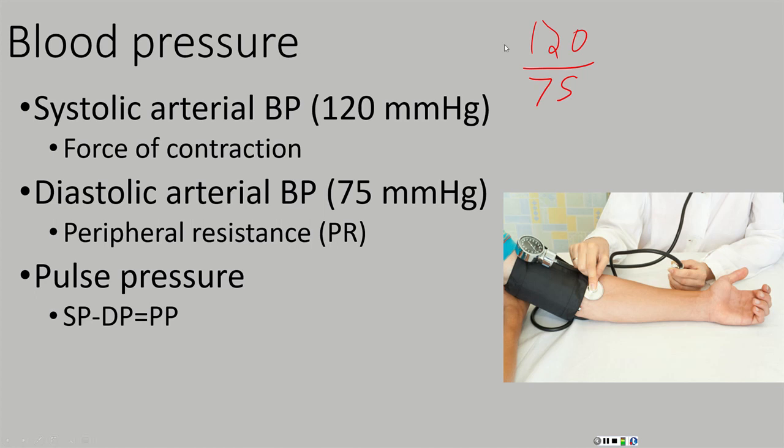So 120 over 75 is just the systolic arterial blood pressure over the diastolic arterial blood pressure. And if we take the difference in the two, that's called pulse pressure. Pulse pressure is just systolic minus diastolic. And the normal blood pressure, the average healthy adult male, the blood pressure is 120 over 75, so the pulse pressure is 45 mmHg. Pulse pressure, 45 mmHg. 120 minus 75.